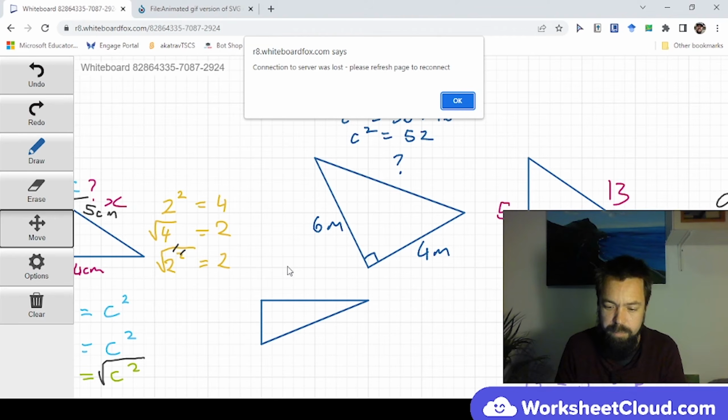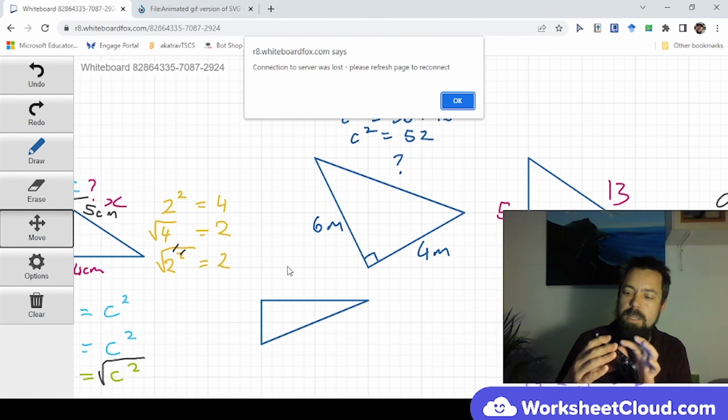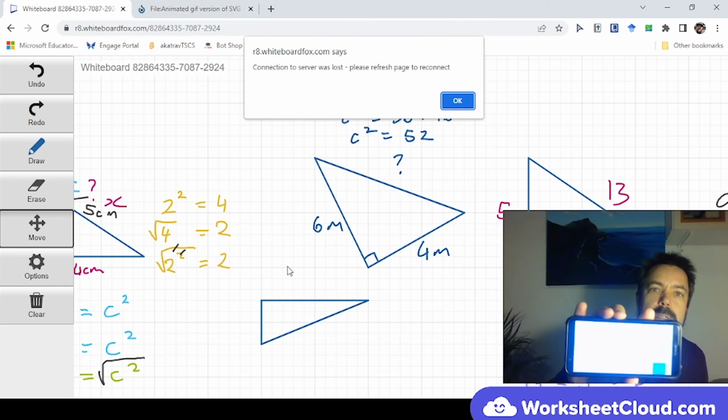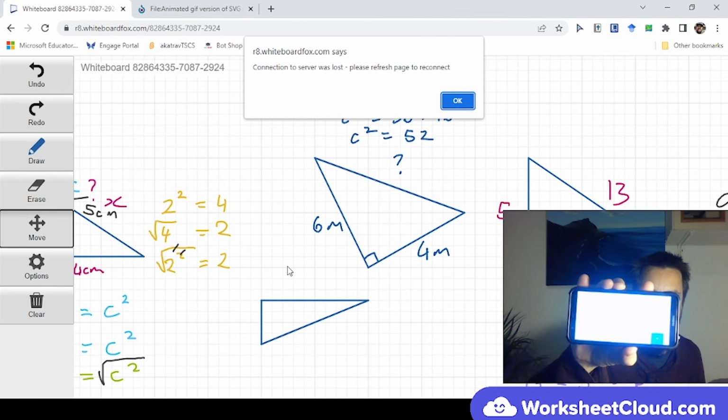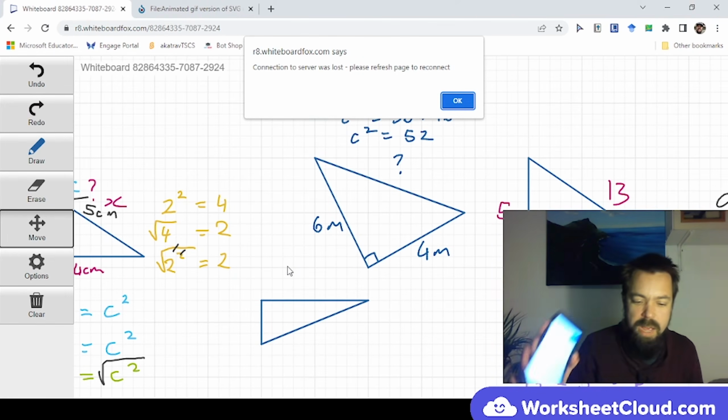So square root of 52. I don't even know how well you can see that. It equals 7.211 and so on.